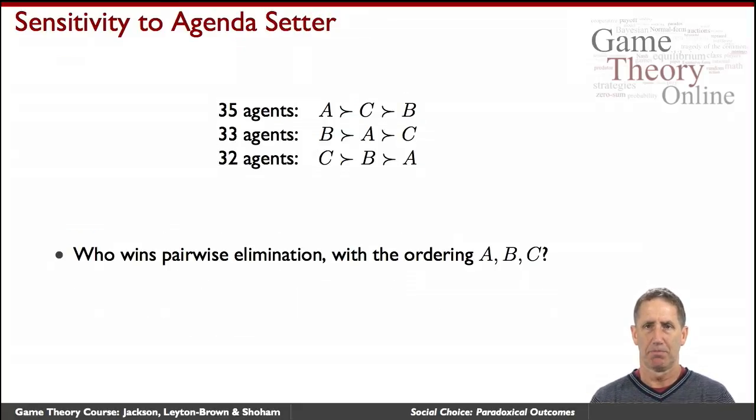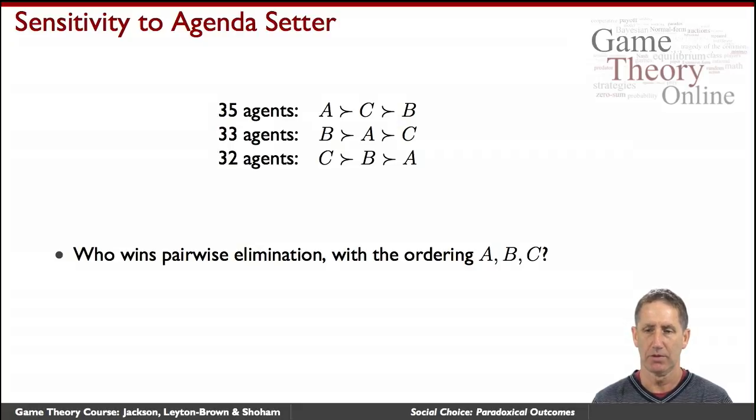Here is another peculiarity of voting schemes, and imagine that we're doing pairwise elimination. That is, we're going to take one candidate, compare him to another, take the winner comparing to a third, and so on and so forth. So the order in which we compare the candidates, we call that the agenda. So somebody needs to set the agenda, we call that person the agenda setter. So imagine pairwise elimination with the order of comparison A, B, C. In other words, A will be compared to B, and then B will be compared to C. So who would be the winner of this election? A good time to pause the video and think about it.